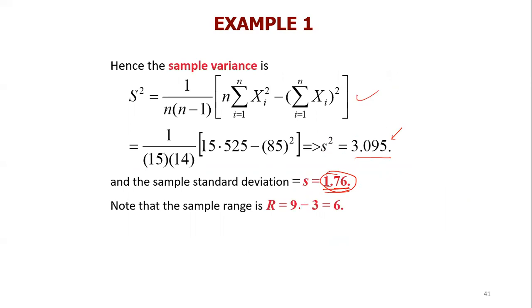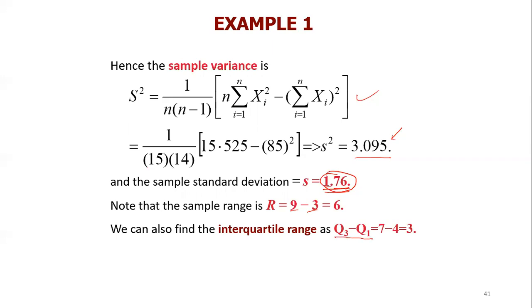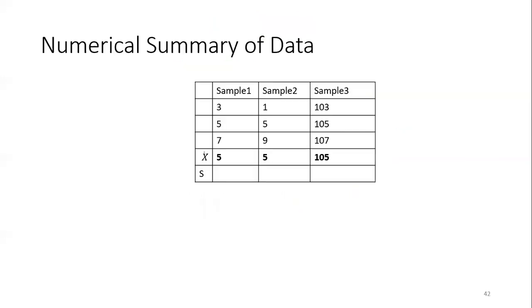The sample range is equal to the maximum minus the minimum, so that's equal to 6. Another definition is the interquartile range, which is the difference between the upper and the lower quartile. So the interquartile range is simply the difference between them, which is equal to 3.